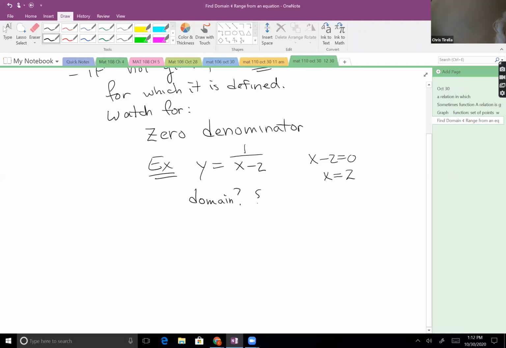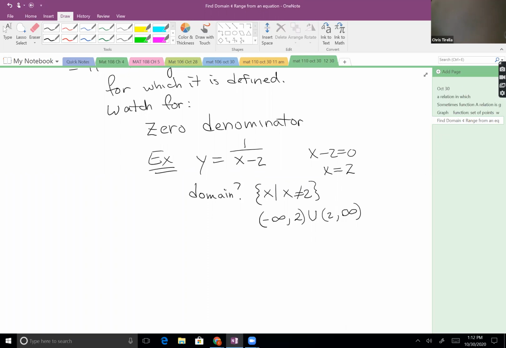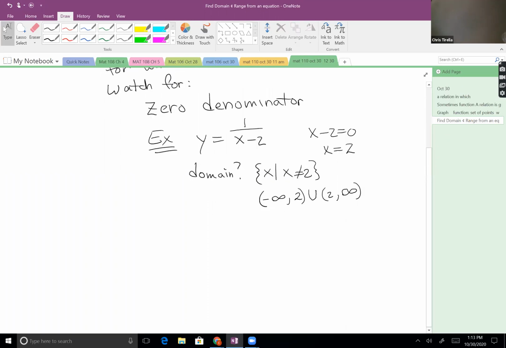So my domain I can write in one of two ways. I could say it's the set of all x such that x does not equal 2, x can't equal 2. It would give me a 0 in the denominator. Or I could write it in interval notation. It can be any number except 2. So it can be any number smaller than 2 up till 2. Or, taking the union, it can be any number bigger than 2, but not including 2. I believe sometimes they ask you to put it in interval notation, and other times giving the inequality would suffice.